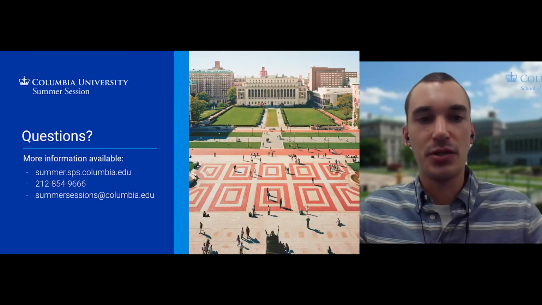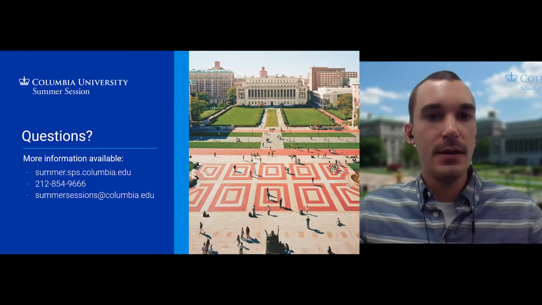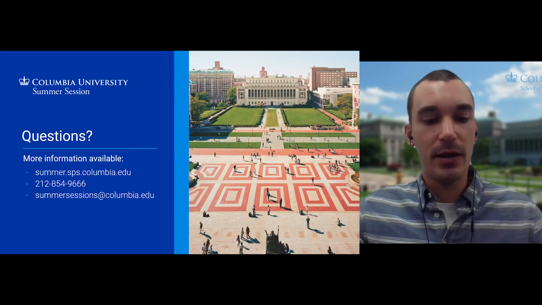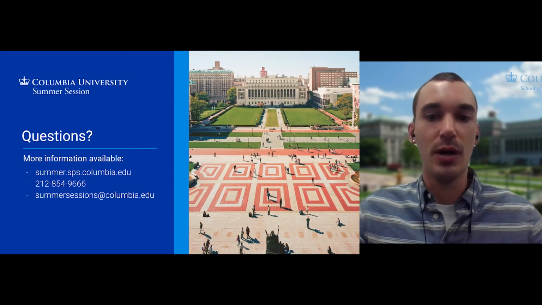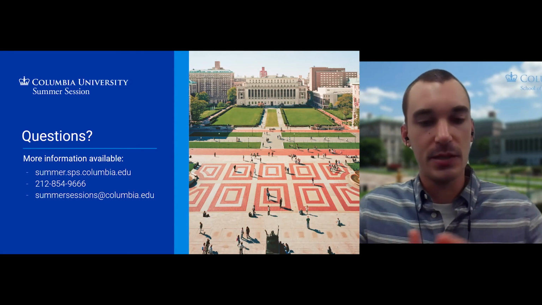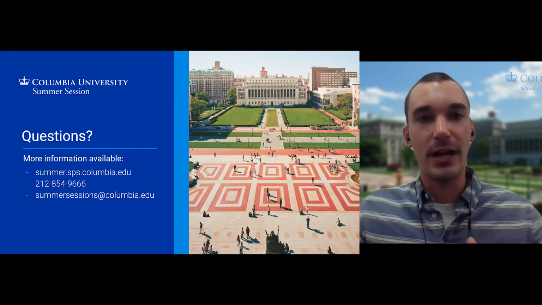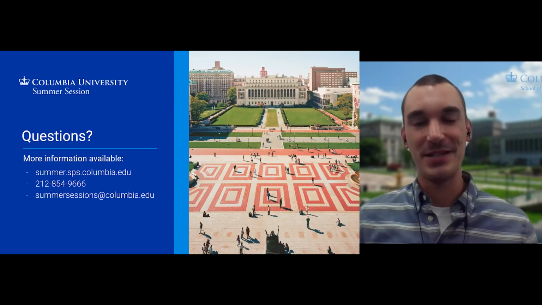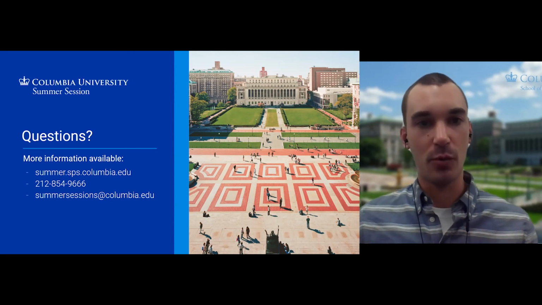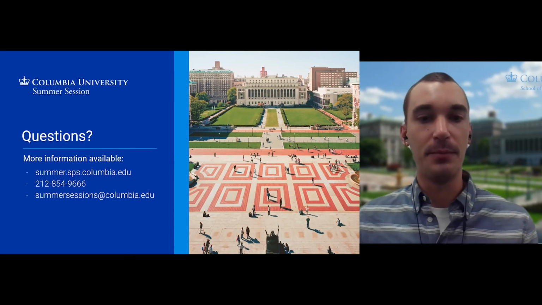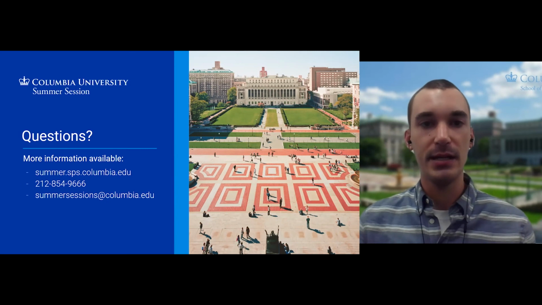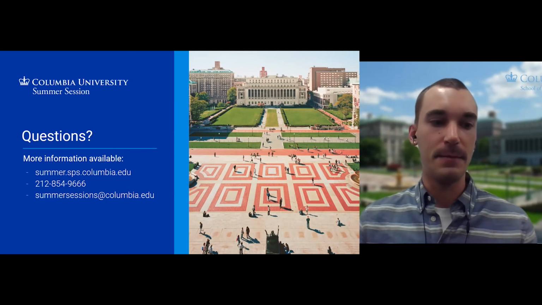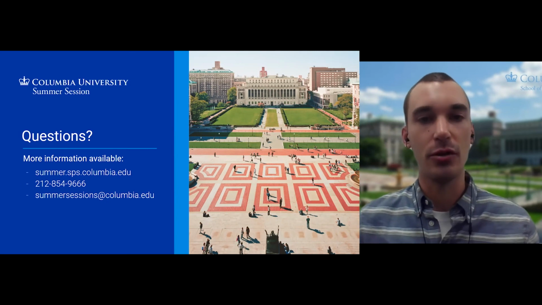We do have a question asking about course syllabi. If you do require a syllabus, as many students who are visiting and want to take classes for credit at their home institution, a lot of times they do require a syllabus on record. You can just submit that request to summersessions@columbia.edu, and we will get in touch with either the instructor or the department and make sure to get that syllabus to you.